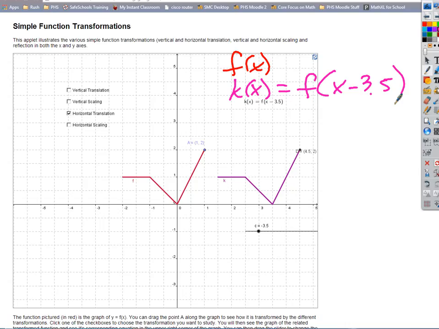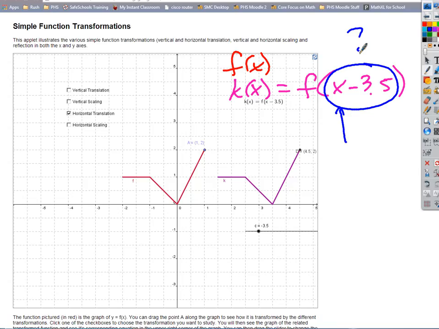It has to be a minus sign, doesn't it? Because x is the value that I'm feeding it. If I want the function to see the overall value, that's all it cares about. It doesn't matter where it's coming from. If I want it to see the number 0 instead of the number 3.5, don't I have to subtract 3.5 from all the input values? You see how that works?